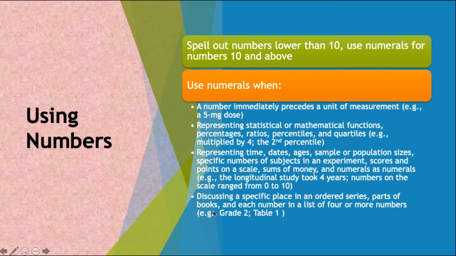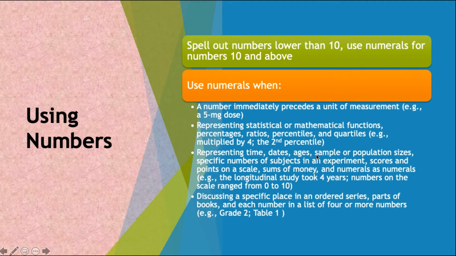So, using numbers: spell out numbers lower than 10. Use numerals for numbers 10 and above. Use numerals when a number immediately precedes a unit of measurement. Example, 5 mg dose. Also when representing a statistical or mathematical function, percentage, ratios, percentiles, and quartiles. Example, multiplied by 4, the second percentile.